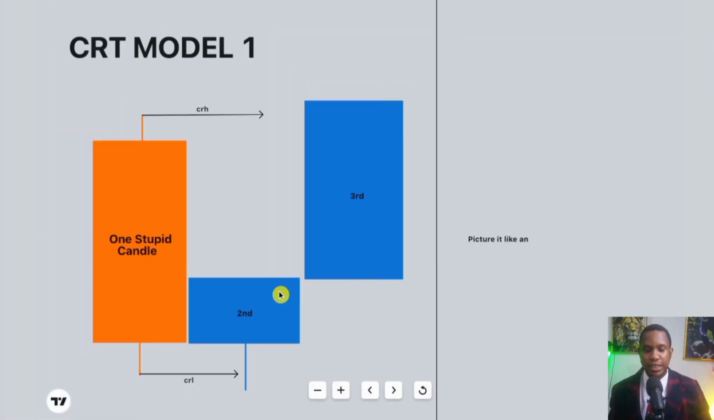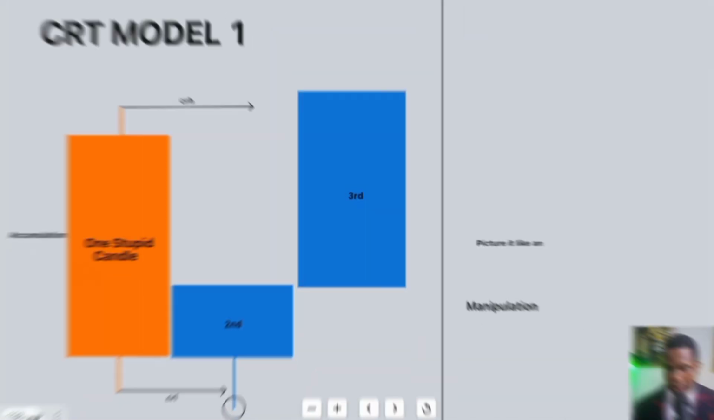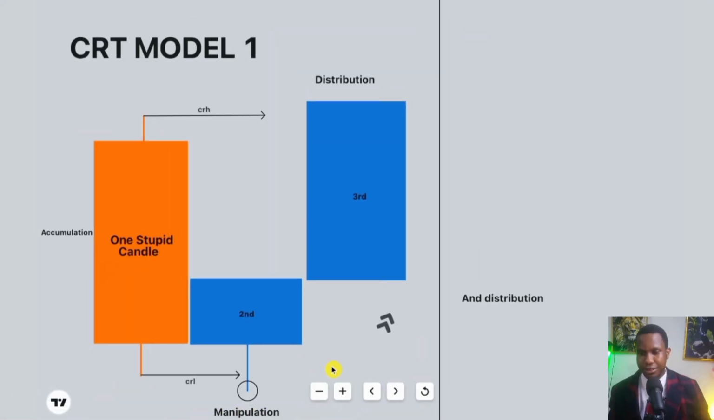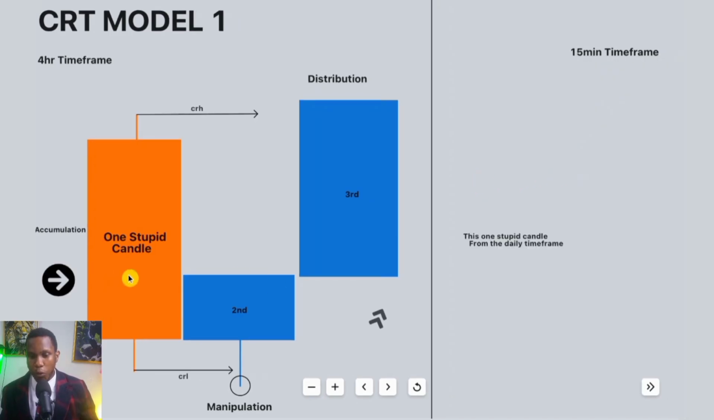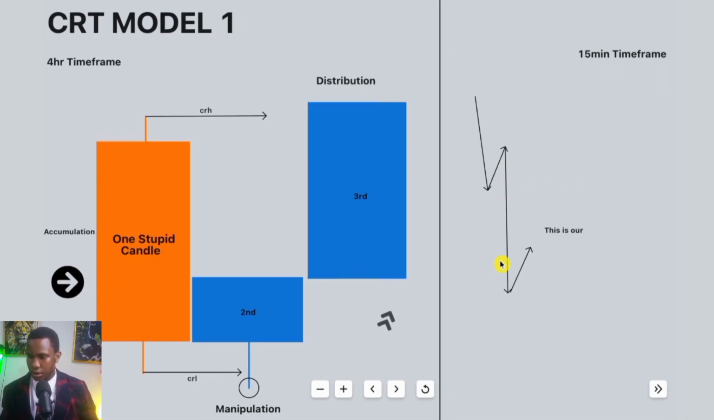I want you to picture this as what? An accumulation, a manipulation, traders, and a distribution. Those things I taught you at first. From our 15 minute time frame, this is how our CRT model 1 will look. This is our one stupid candle. It will look like this.